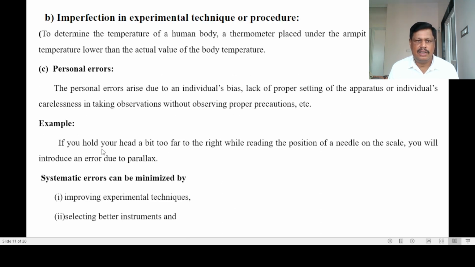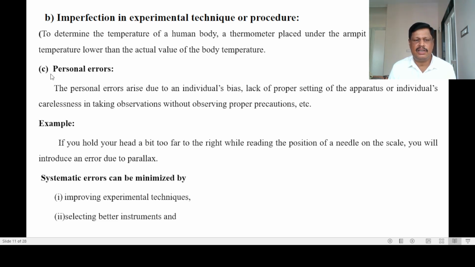Second, imperfection in experimental technique or procedure. Systematic error is also produced due to imperfection in experimental technique or procedure. To determine the temperature of a human body, a thermometer placed under the armpit will always give a temperature lower than the actual value of the body temperature.